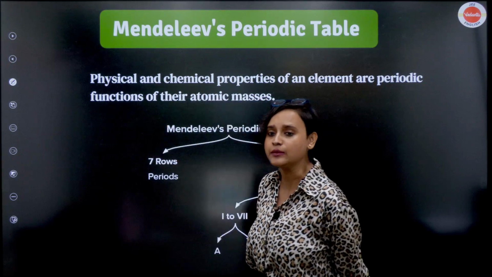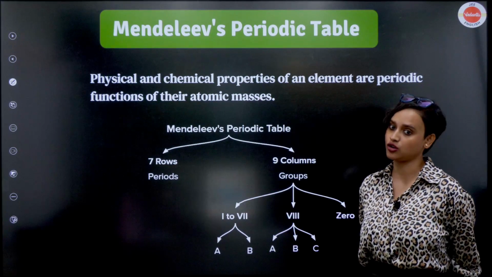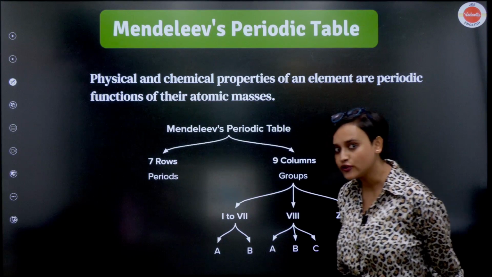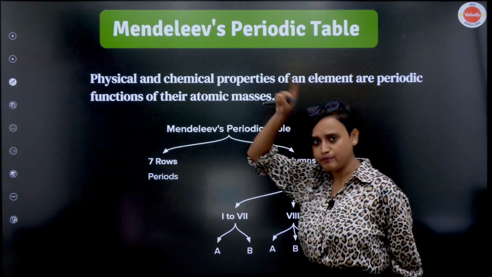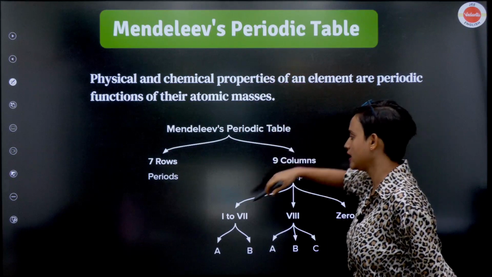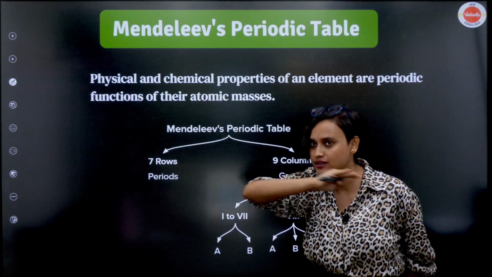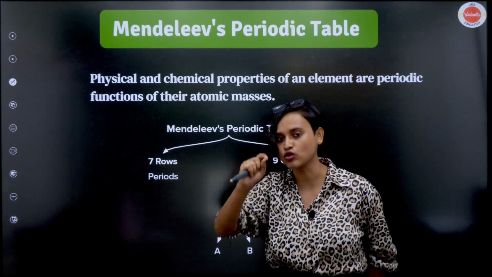So the physical and chemical properties of an element are periodic functions of their atomic masses. Mendeleev took the same idea and said the same thing. In Mendeleev's periodic table, at that point of time, there were 7 rows. You understand what a row is? Horizontal, that's rows.